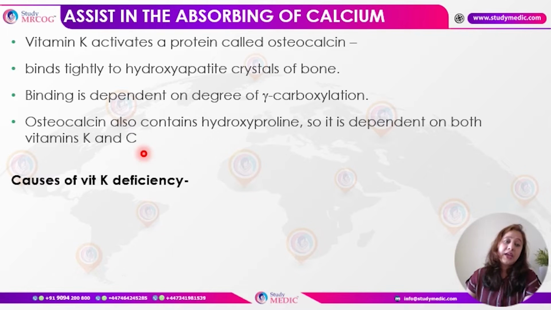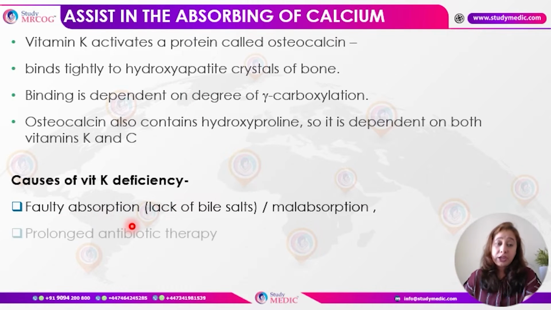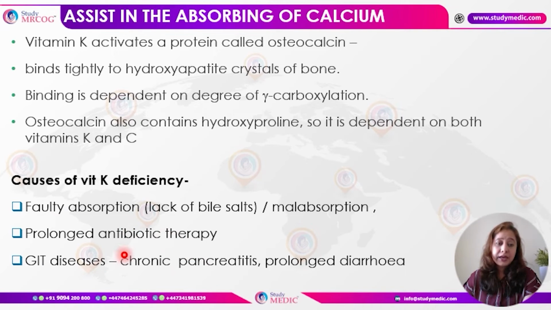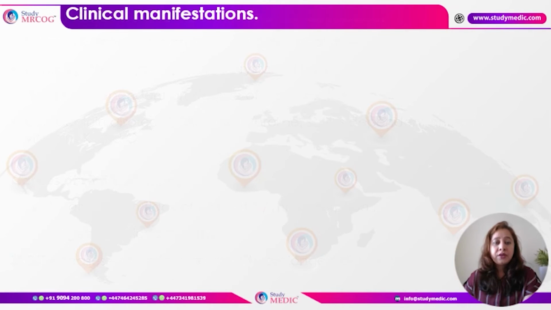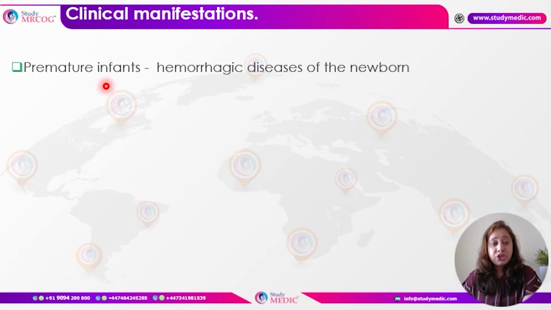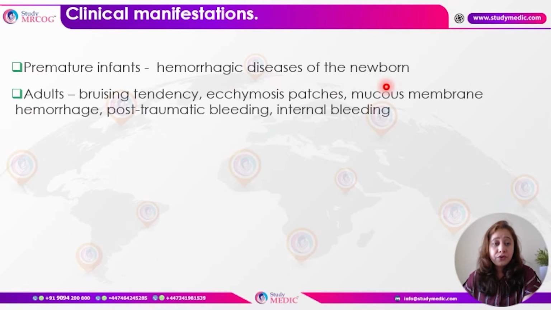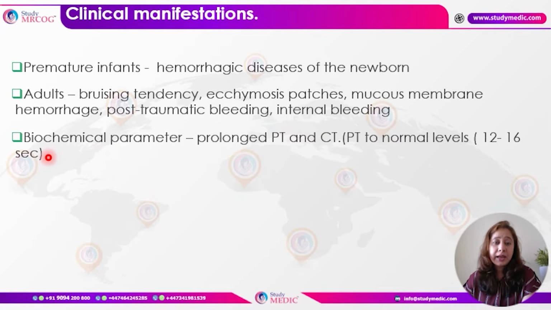Okay, so what are the causes for the vitamin K deficiency? Faulty absorption or prolonged antibiotic therapy or some GI causes where it will not allow for good absorption of vitamin K. What are the manifestations? They can present with the hemorrhagic disease of newborn, and in adults it can present with the ecchymotic patches, mucous membrane hemorrhage, post-traumatic bleeding, internal bleeding can happen, and the biochemical parameters which are affected are prothrombin time and the clotting time.